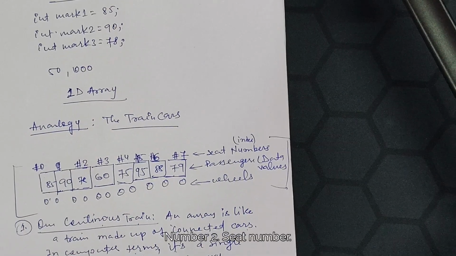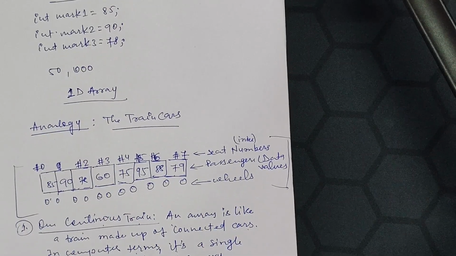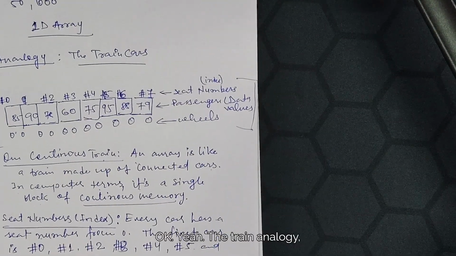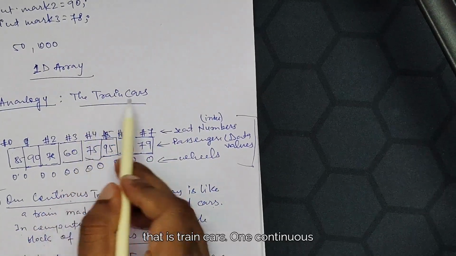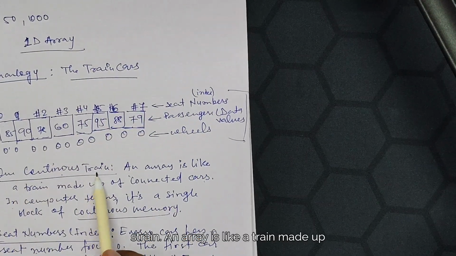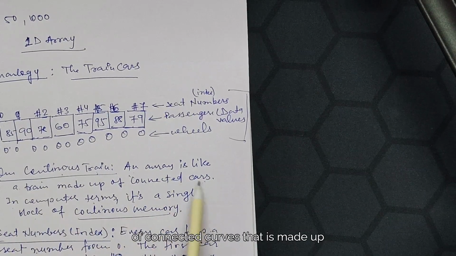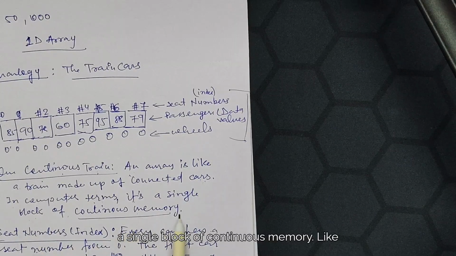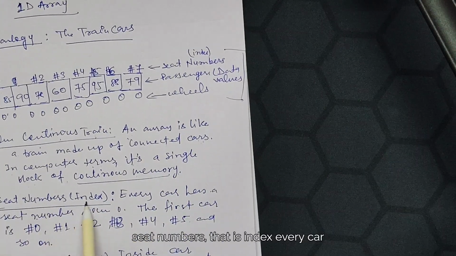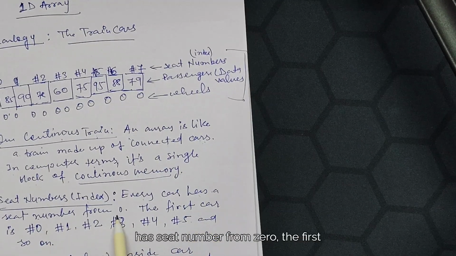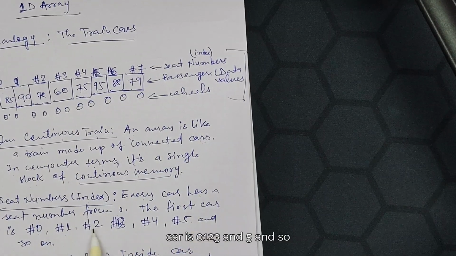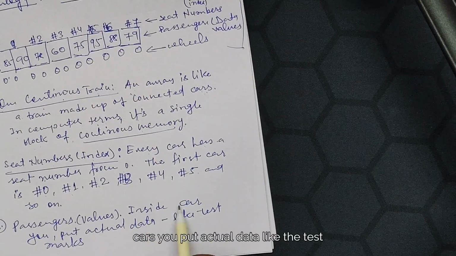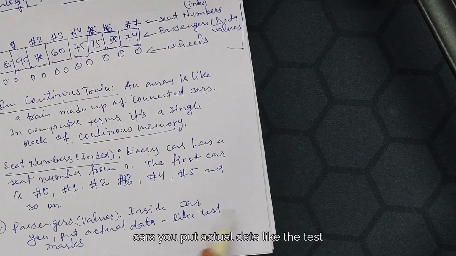Number 2, seat numbers, that is index. Every car has a seat number starting from 0. The first car is 0, then 1, 2, 3, 4 and so on. Passengers, that is value. Inside the cars, you put actual data like the test marks.